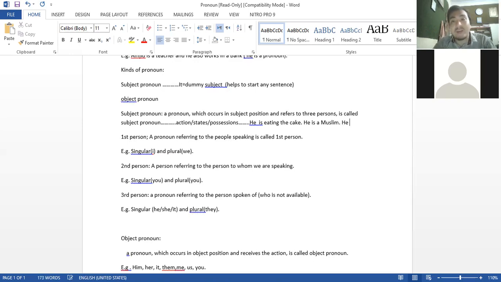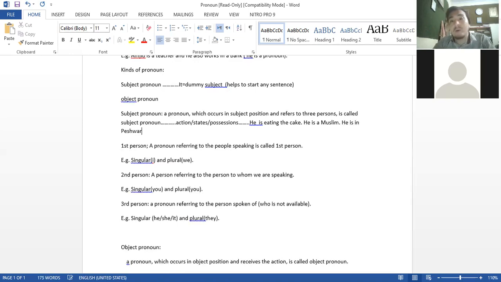Now in the same case, if I say he's in Peshawar, if you talk about he, this also shows the state, which shows the second shape, which is the location. He's a Muslim, he is a subject, but not doing an action, showing this state. He's in Peshawar, he's not doing an action, shows this state.